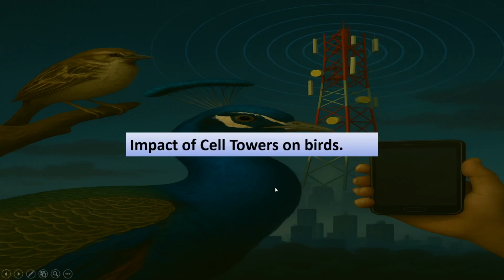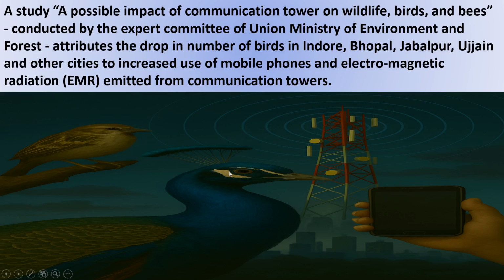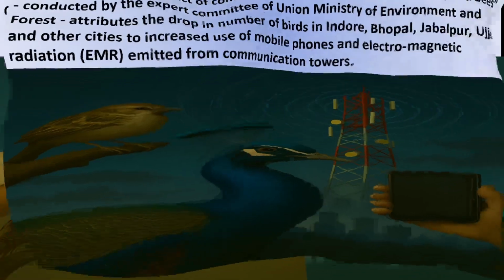Impact of these cell towers on birds. Ever wondered about vanishing house sparrows, declining number of peacocks and other birds in the city? A study of possible impacts of communication tower on wildlife, birds and bees, conducted by the expert committee of Union Ministry of Environment and Forest attributes the drop in number of birds in Indore, Bhopal, Jabalpur, Ujjain and other cities to increase use of mobile phones and electromagnetic radiation, EMR, emitted from communication towers.